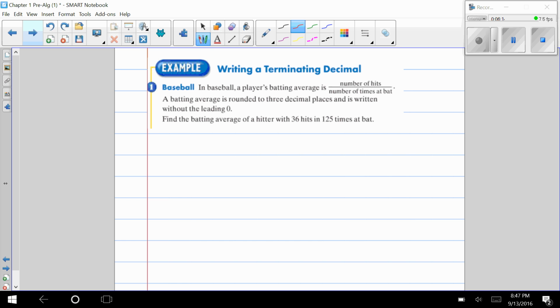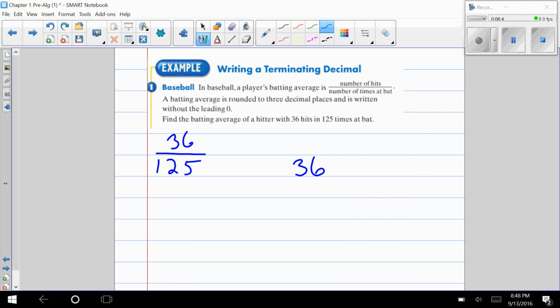Now the next thing is an application. In baseball, a player's batting average is the number of hits over the number of times at bat. Batting average is rounded to 3 decimal places and is written without the leading 0. So we're going to find the batting average of a player with 36 hits and 125 times at bat. That fraction would be 36 over 125. So we have to turn that into a decimal.